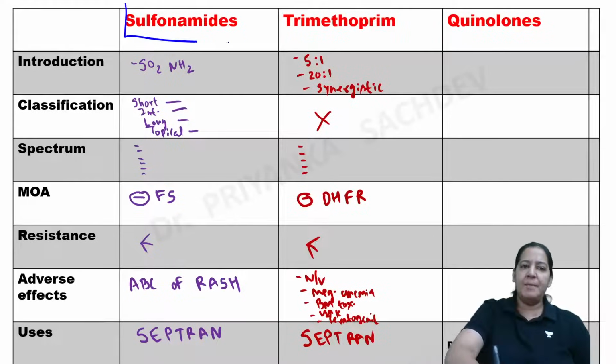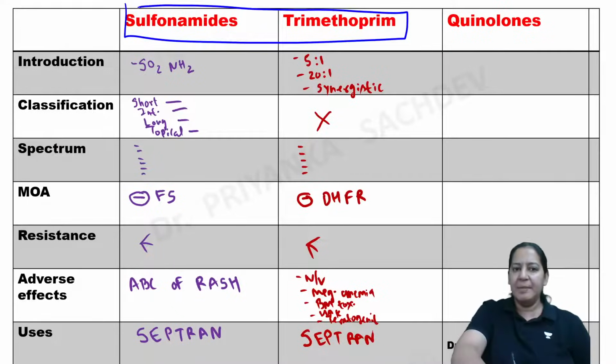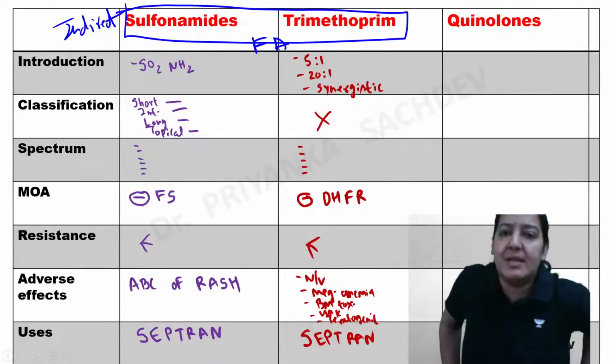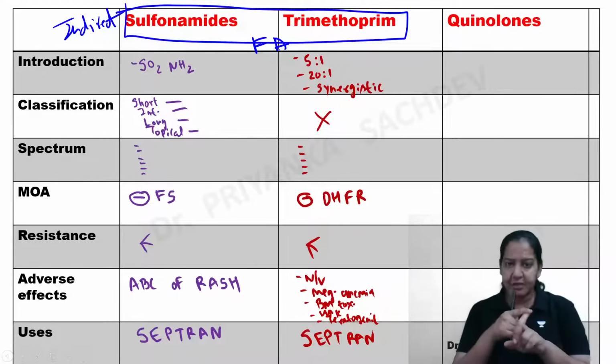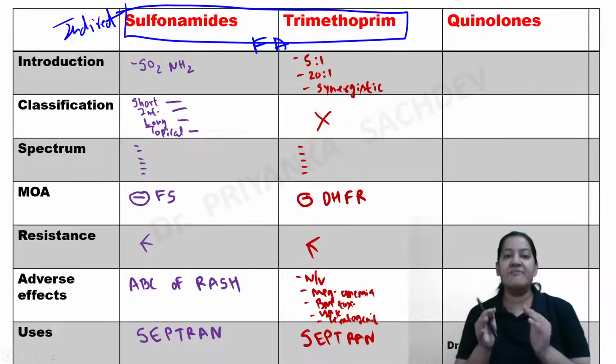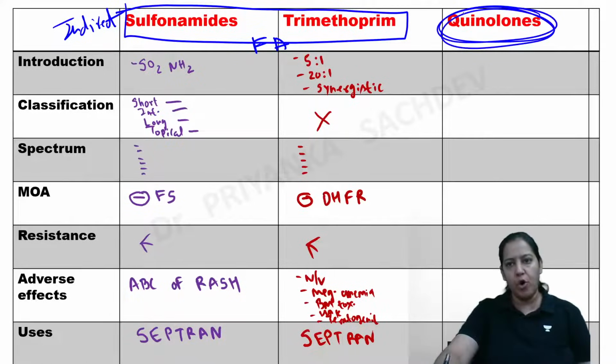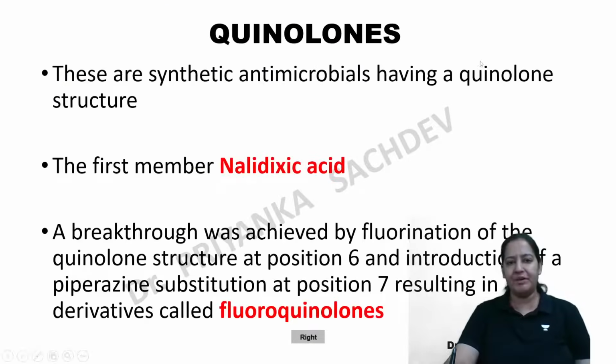Now these two were inhibiting nucleic acid. They were inhibiting DNA, but they were indirect inhibitors because both of them were inhibiting folic acid synthesis, and folic acid is required for thymidine synthesis in the DNA. So if folic acid is absent, thymidine will not form, so DNA will not form. So both of them were indirect inhibitors of DNA. And now I'm starting the third chapter, quinolone. Quinolone is a direct inhibitor of DNA. Are you people with me?